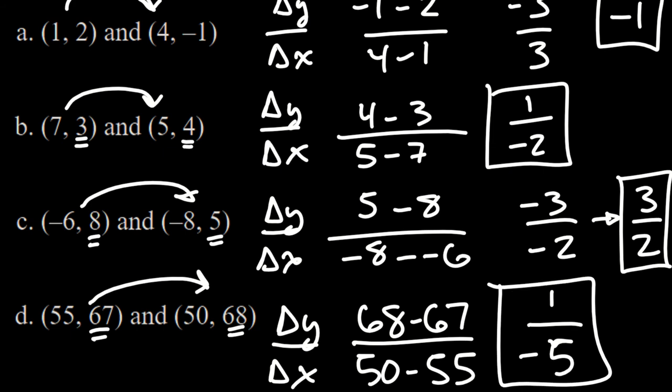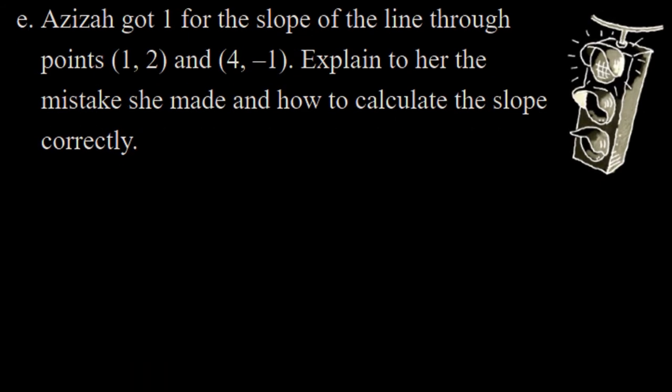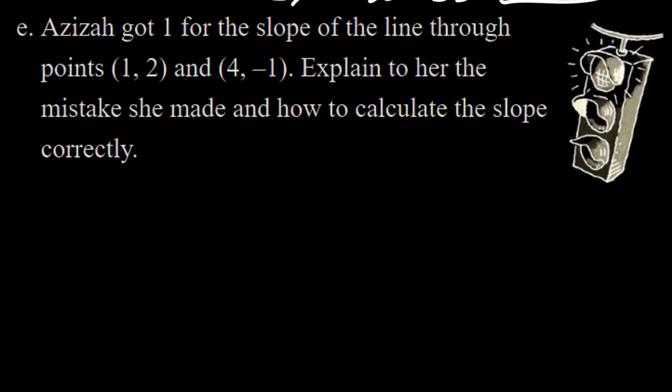And then there's one more little part with the great exciting stoplight here, right? And this one says, Isaiah got 1 for the slope of this line that goes through these 2 points. Explain to her the mistake she made and how to calculate the slope correctly. I don't know exactly what she did, but let's look at it. Let's say that this is where we start and say we go to that point.